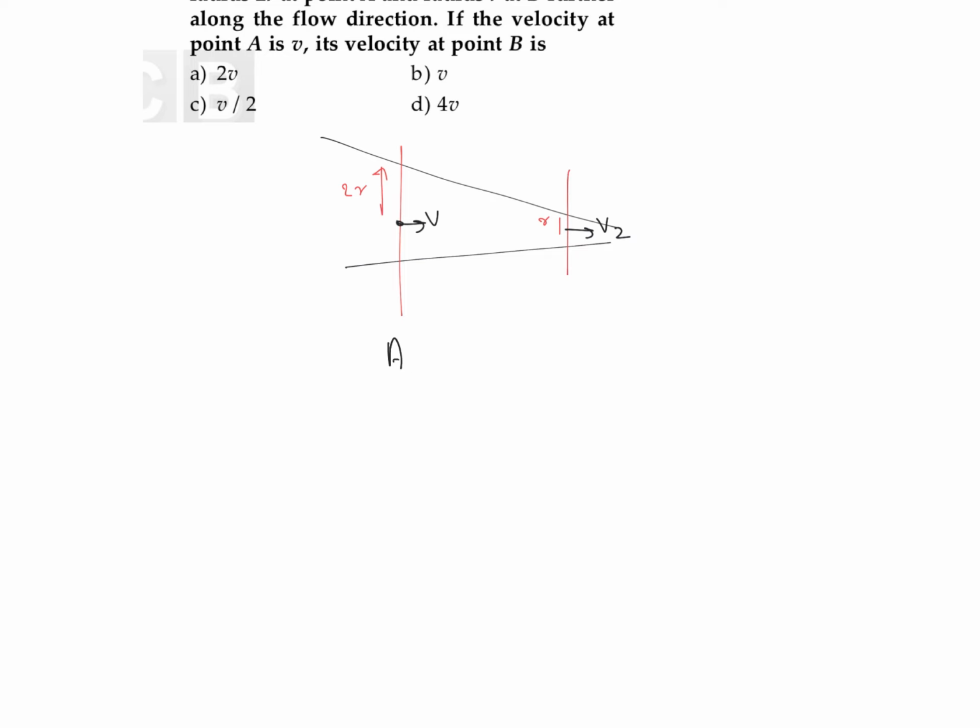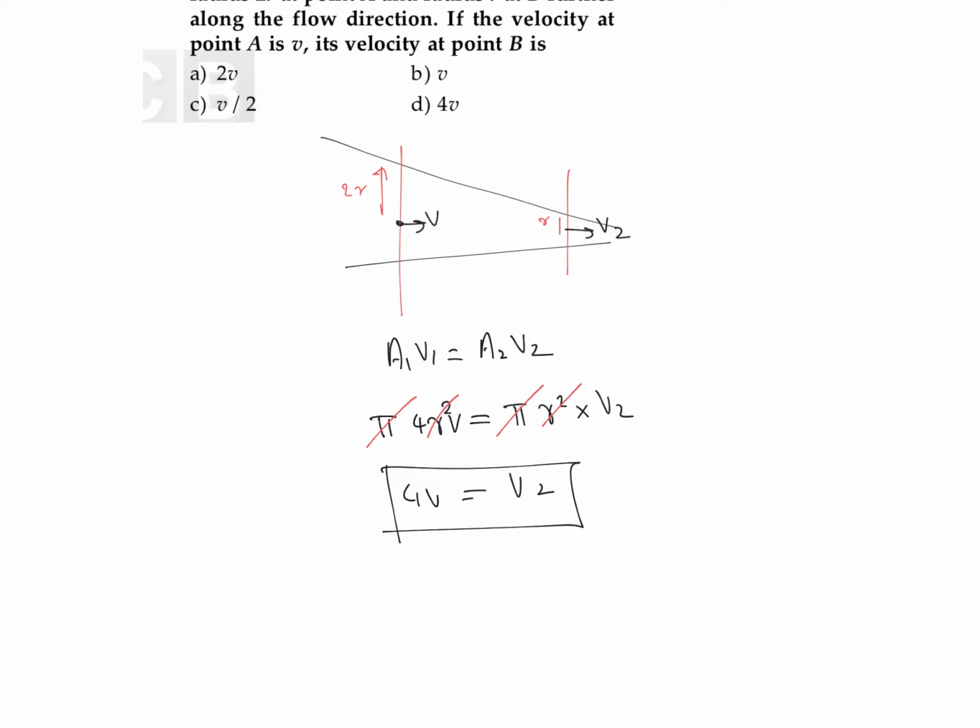So you can use the continuity equation, that is A1 v1 is equal to A2 v2, and A1 can be written as the area, pi into r square, so it is pi into (2r) square, which is 4 pi r square. So A2 can be written as pi into r square into v2. So we can cancel this pi and this pi over here, and this r square and r square over here. So we can write the value of v2 is going to be 4 times the velocity v1, or 4 times v.